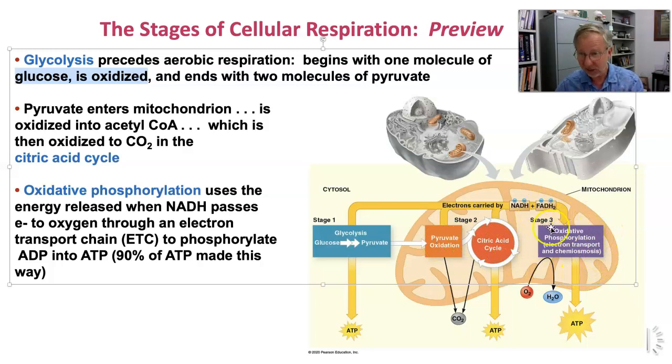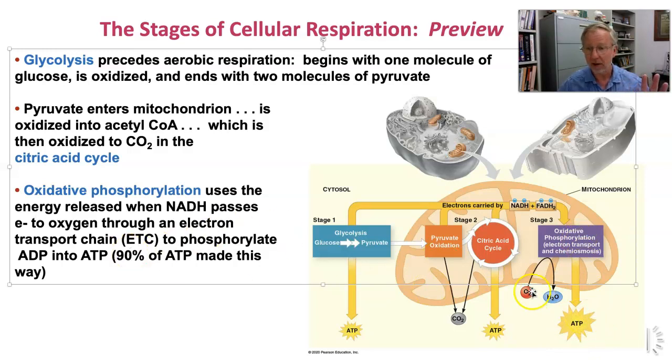The last phase, stage 3 of cellular respiration, is called oxidative phosphorylation. It's quite a mouthful. And basically it uses the energy released when NADHs and FADH2s pass their electrons on to oxygen through the electron transport chain. And so the energy is released from all these saved up electrons. That's the crux of this. That's the important thing. All the electrons are released from NADH and this other thing called FADH2, and the electron energy is used to make ATP.